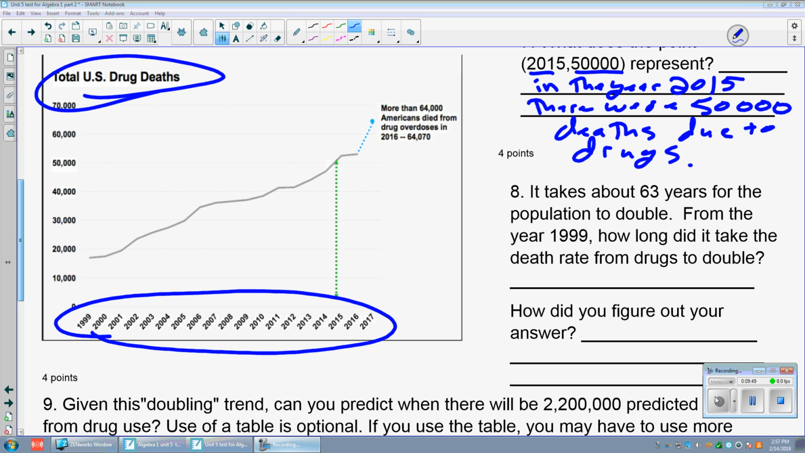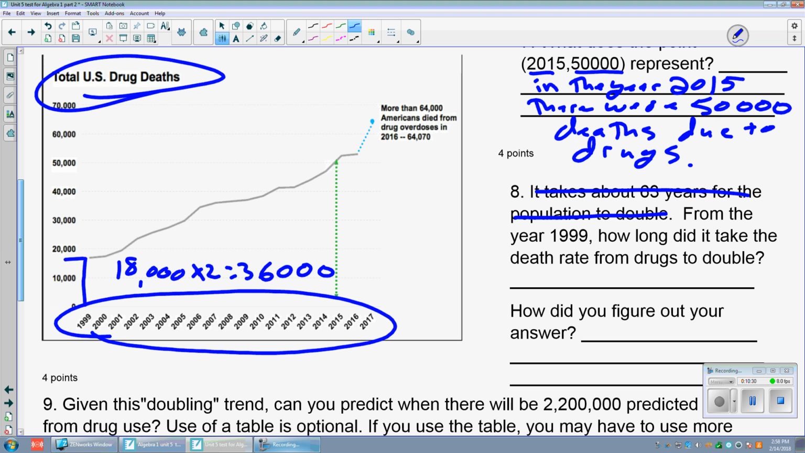Number 8. It takes about 63 years for the population to double. Okay. From the year 1999, how long did it take the death rate from drugs to double? It's interesting information, but has nothing to do with the question. Well, in 1999, there were about 18,000 people who died from drugs. How long did it take to double? You double 18, and we get 36,000. Where is 36,000? A little bit more than half, right around 2006, 2007. And okay, if you said 20,000 for 1999, then we looked for 40, and you got an answer all the way up to around 2011, 2012. That is fine, okay? It all depended on how you figured out your answer.